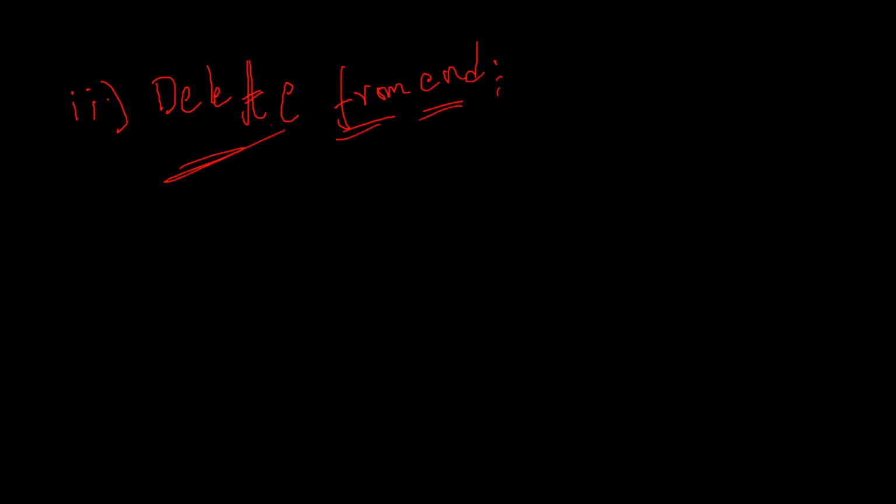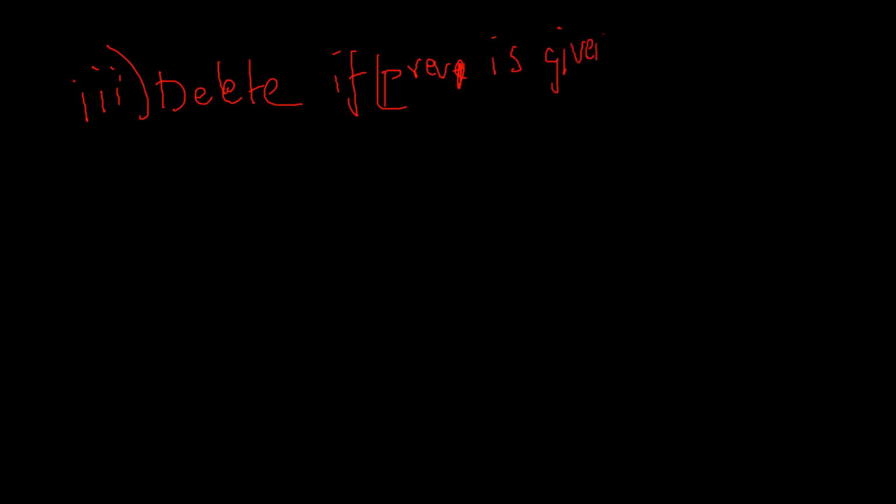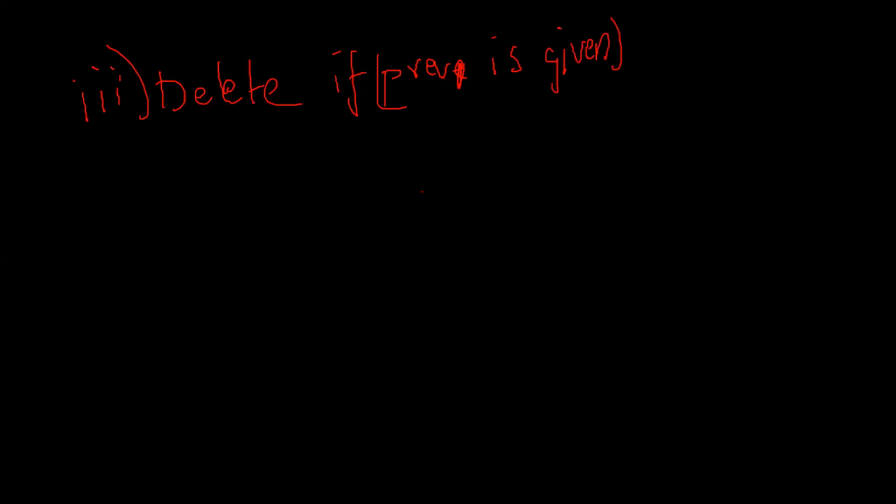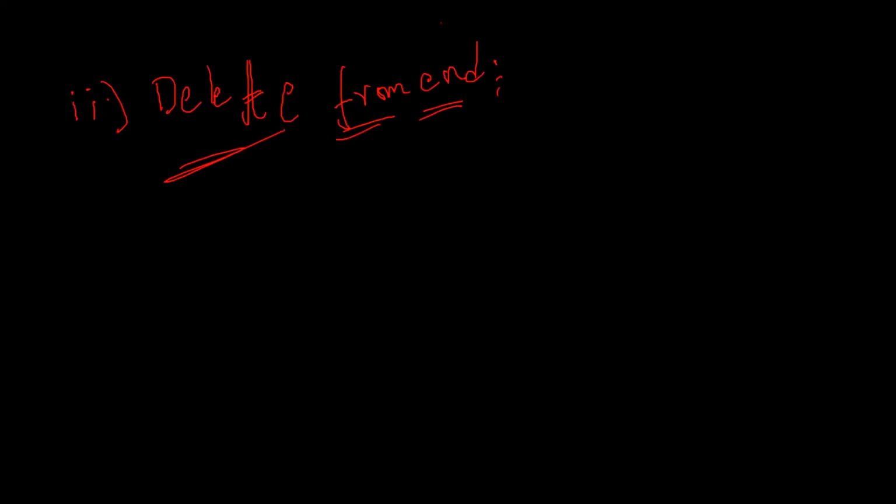So I want you guys to write the code or logic, whatever, for delete from end as well as delete if previous is given at a specific location. Take 2 minutes and put headings in chat, and then write 2 and then write the answer for this, and then write 3. So delete from end, and then delete if previous is given. I'll give 2-3 minutes. Okay.